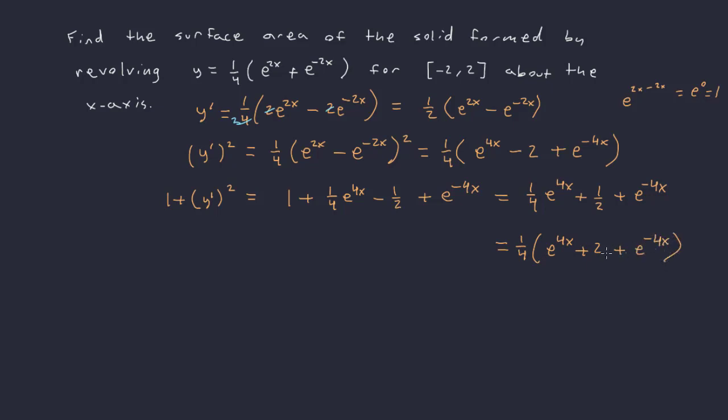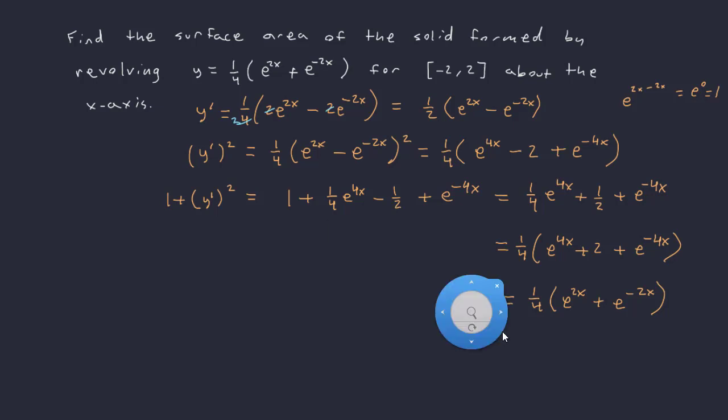Well, if this guy factored into these two things subtracted, this one should factor into these two things added. So this should be e^(2x) plus e^(-2x). And that's exactly what happens. 1 plus y prime all squared becomes this guy here.